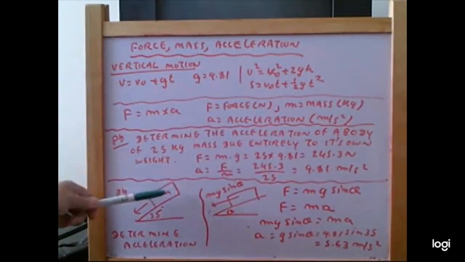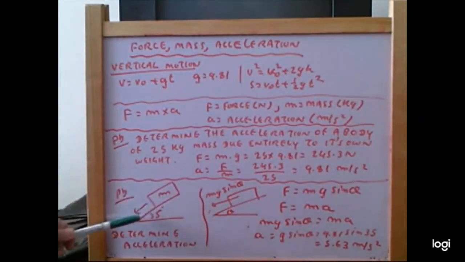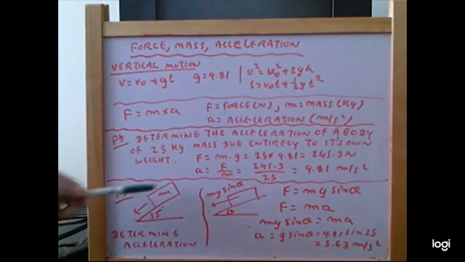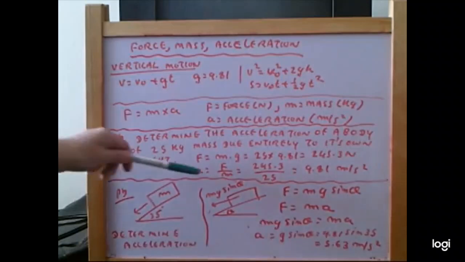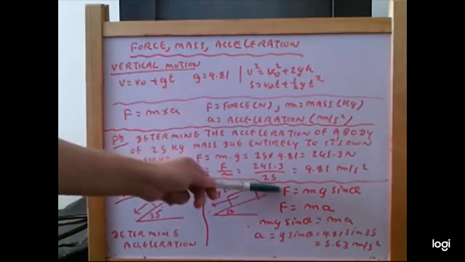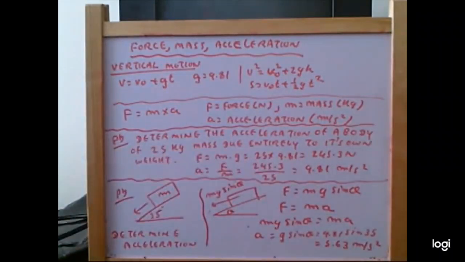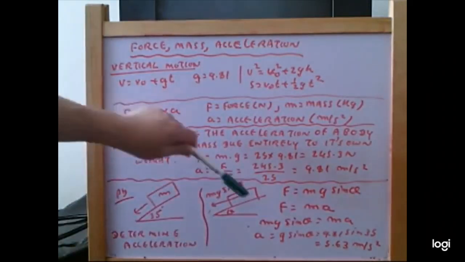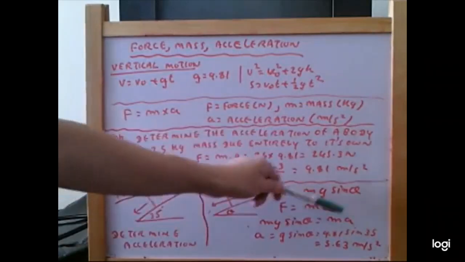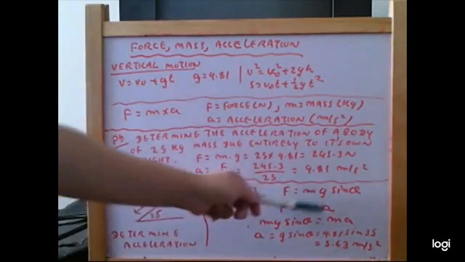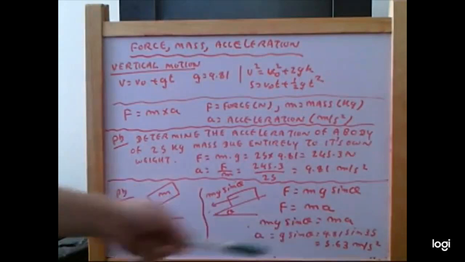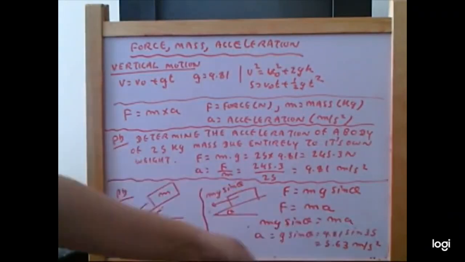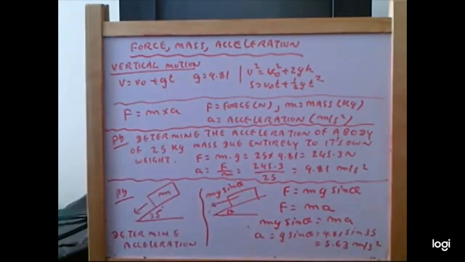So in this problem, the mass is lying on a 35 degree inclined plane. We have to determine the acceleration. The force along the plane can be calculated as mg sine theta. So F is equal to mg sine theta. Another equation is F is equal to mass multiplied by acceleration. Therefore, mg sine theta equals m into a. So m and m will be cancelled, so a is equal to g sine theta. So 9.81 multiplied by sin 35, you get 5.63 meter per second square.